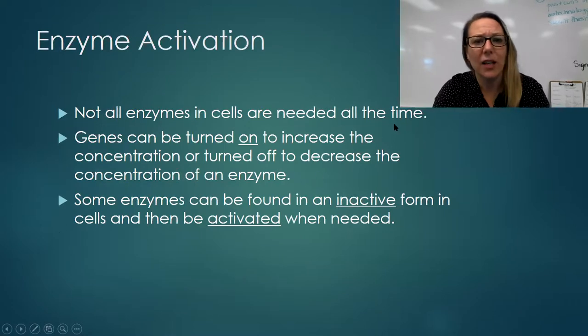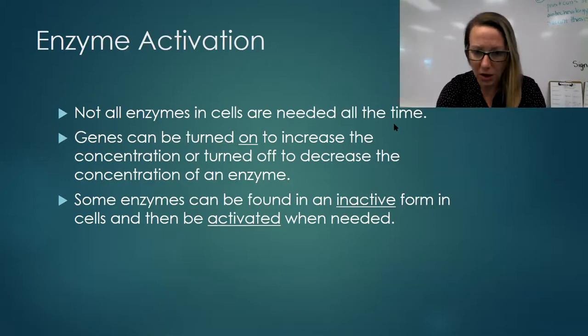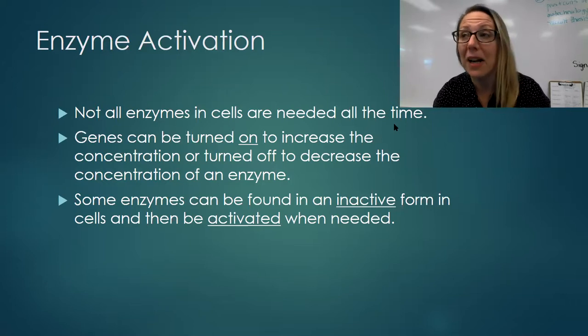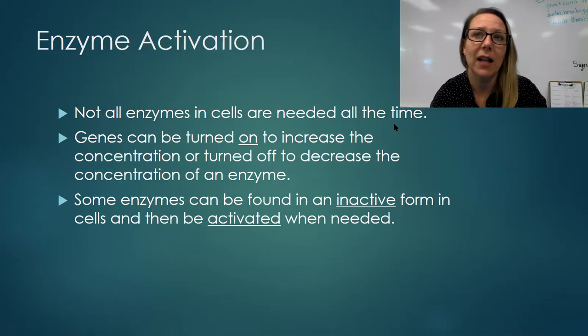Enzyme activation. Not all enzymes in cells are needed all the time. So genes can turn on to increase the concentration or turn off to decrease an enzyme. Some enzymes can be found in an inactive form. For example, in our stomachs, we have an enzyme called pepsinogen. It can't do anything, but if we activate it into pepsin, it will break down proteins. So all that's saying is sometimes we have enzymes stored in an inactive form. It's not ready to go and we need to activate it.